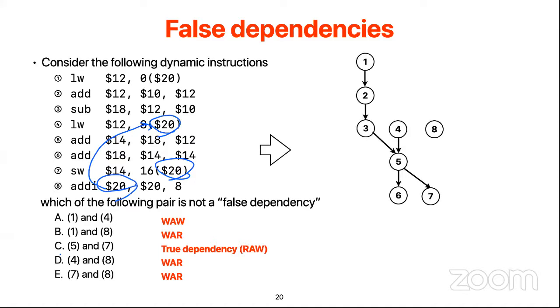Another thing to think about is that if you draw the data dependency graph, you will figure out that only 5 and 7 have an edge on this graph, meaning that they are the only true data dependency here. All right, so I hope this clarifies who are true and who are false.